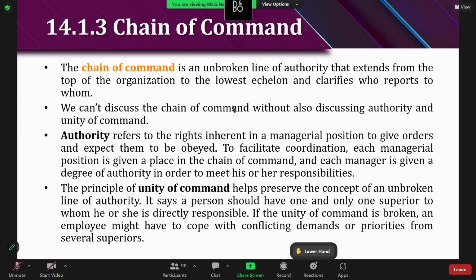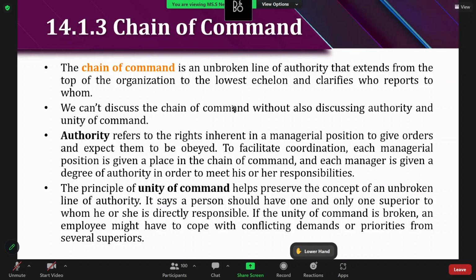And the principle of unity of command is the concept of an unbroken line of authority. It helps to preserve the line of authority and the chain of command. It says a person should have one and only one supervisor to whom he or she is directly responsible. That means if I'm working in some organization, I should have only one immediate supervisor to whom I need to report. If I have more than one supervisor, I may be confused about whom to report to, whether supervisor A, B or C. So that kind of confusion and vagueness would be there.